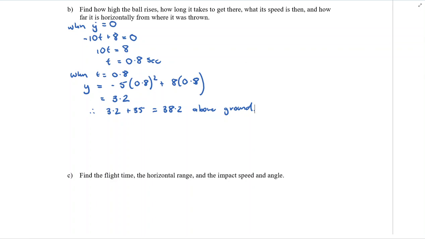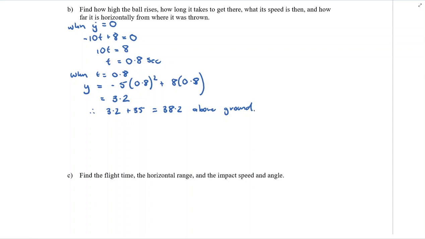So there were a couple of parts to this part B. We haven't actually finished that because the question says, find how high the ball rises and how long it takes to get there. So we found the time was 0.8 seconds, and then we subbed that into our equation for y, which gave us 3.2. But remember that our origin was 35 meters above ground level, so I had to add 35 onto that to find the height above ground level.